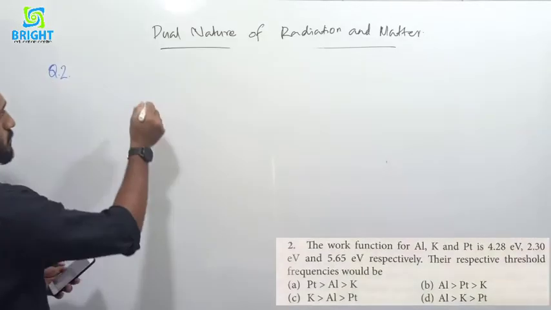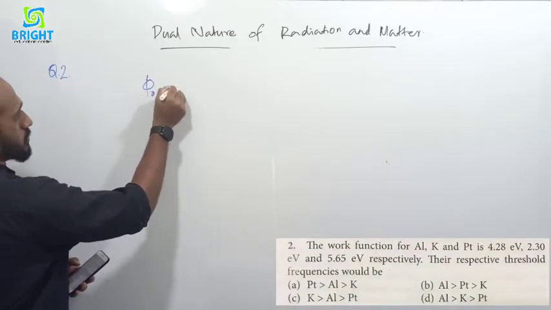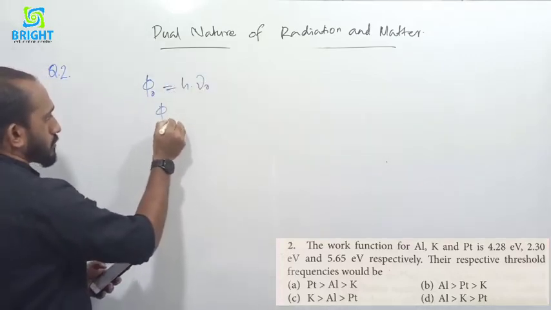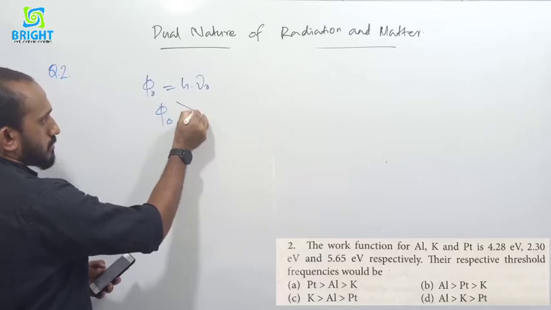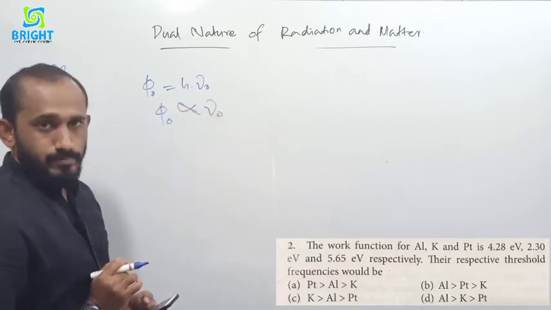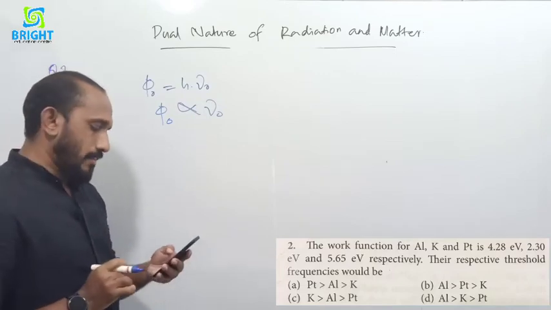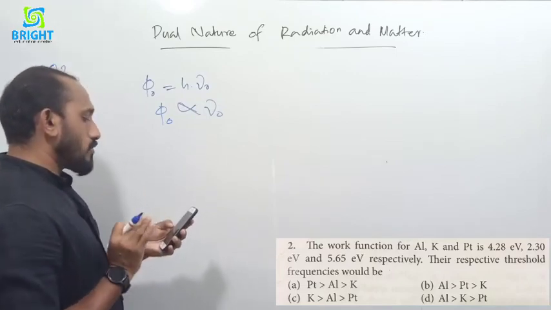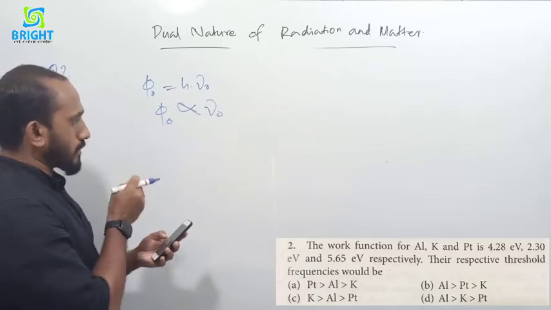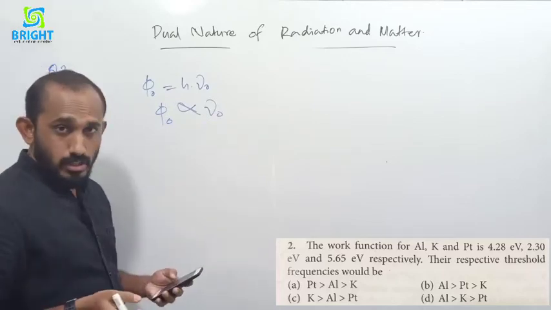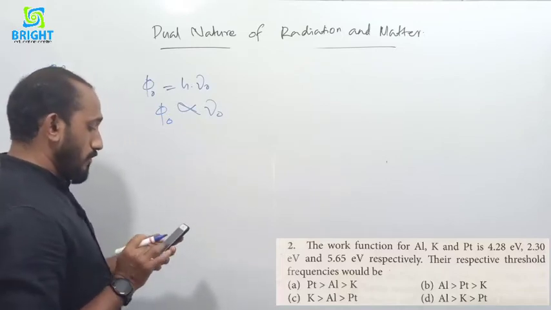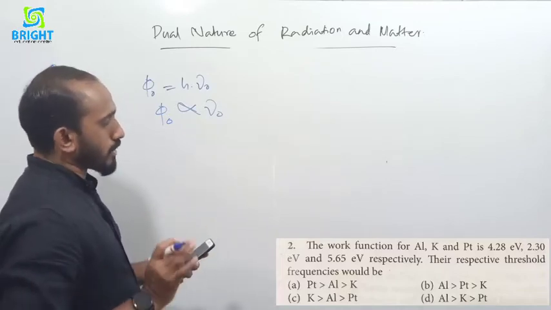We have this concept, work function phi 0 is equal to h into nu 0. So phi 0 is proportional to nu 0, the threshold frequency. In the question, three work functions are given, and now their respective threshold frequencies. Work function is directly proportional to threshold frequency, so they are directly linked. So whichever is the highest, you have to arrange according to order.